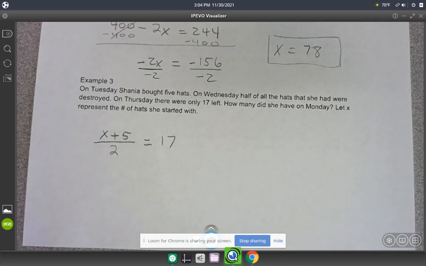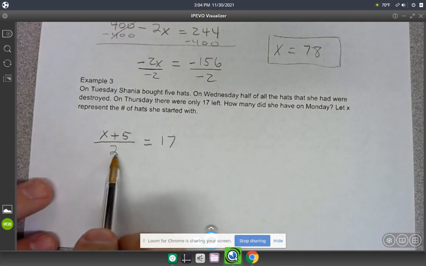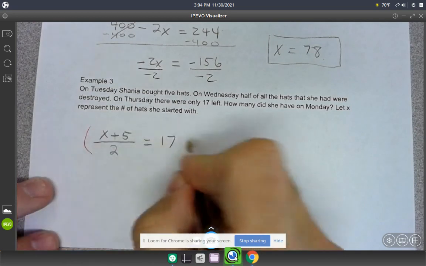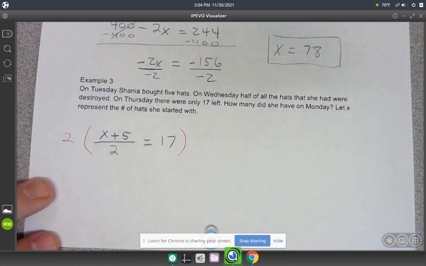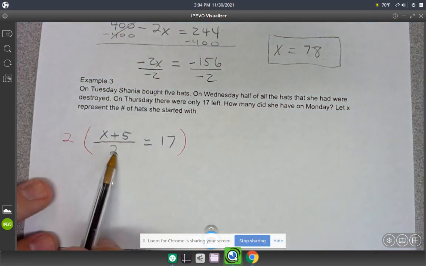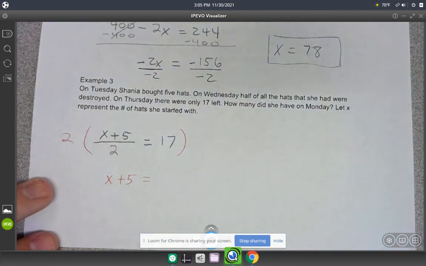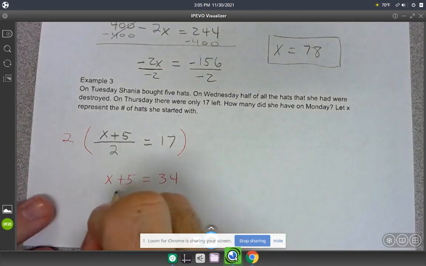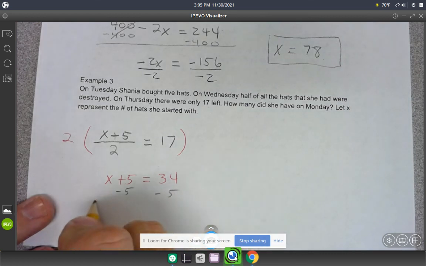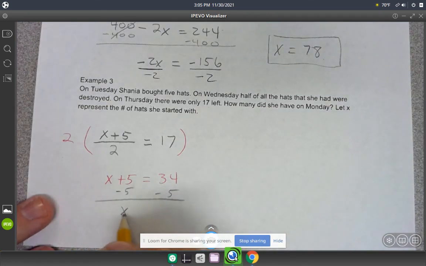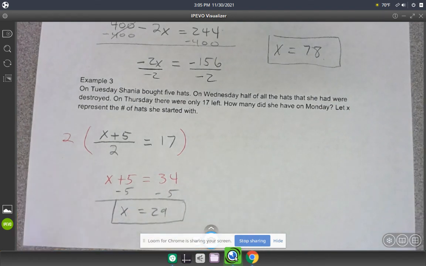Let's see if we can solve this. Not too bad. We're going to clear the denominator first, so multiply by 2, multiplying the whole equation by 2. Division by 2 and multiplication by 2 cancel. So you get x plus 5 equals, 2 times 17 is 34. And then you would subtract 5. Minus 5. That's going to give us x equals 29. That should be our solution.